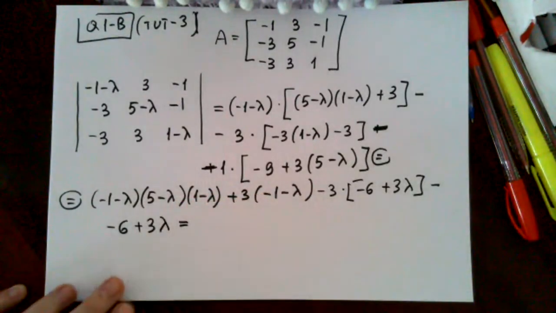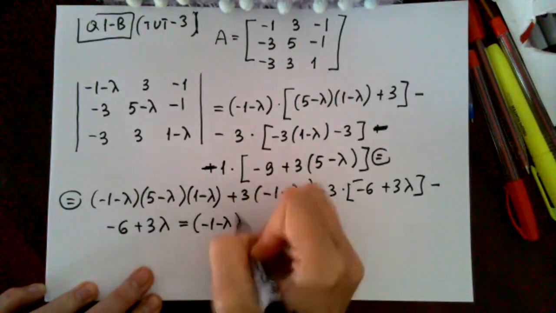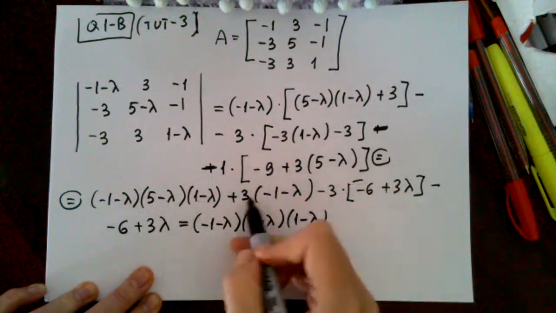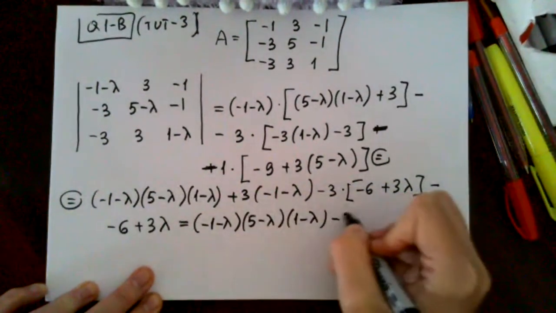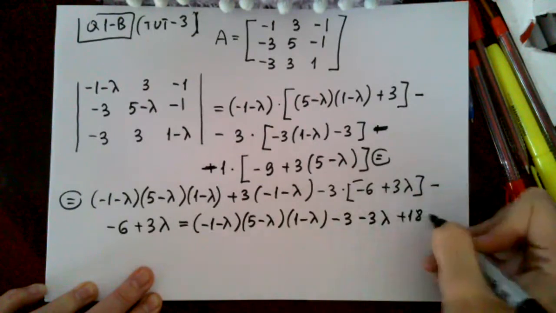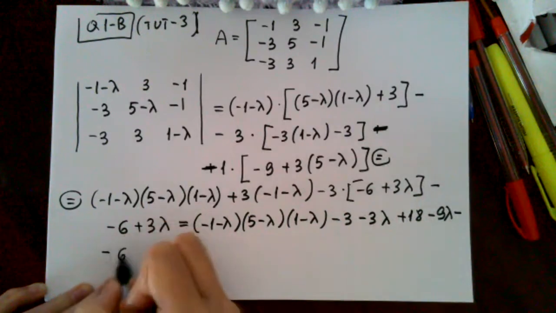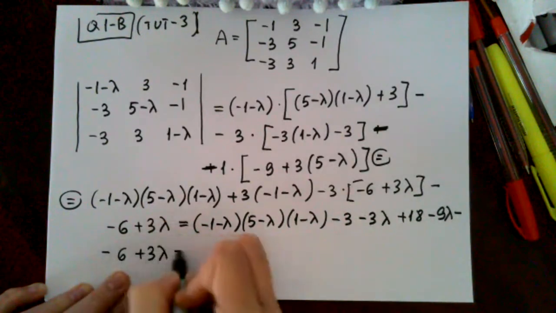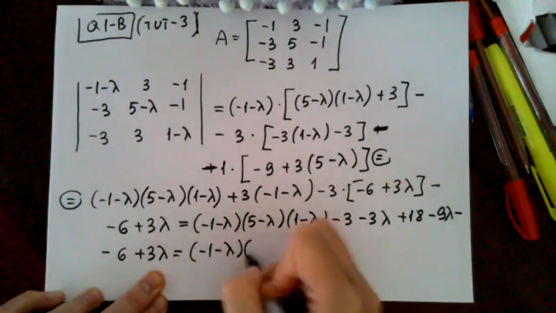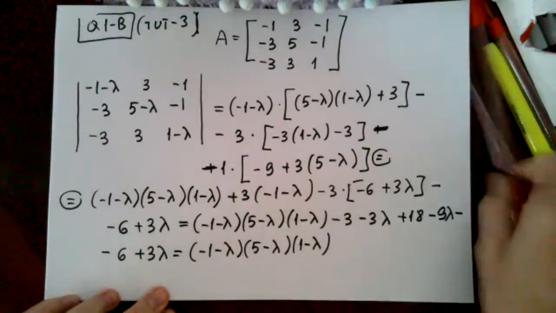Okay. And now I'm rewriting this longest term again. And I need to do the rest of the multiplication. So here we will get -3 lambda. Here we will obtain +18 -9 lambda. And there is no room for the remaining two terms, -6 plus 3 lambda. So I'm rewriting this guy once again, 1 minus lambda, and it's time to find like terms.